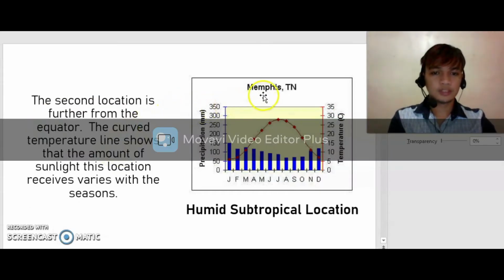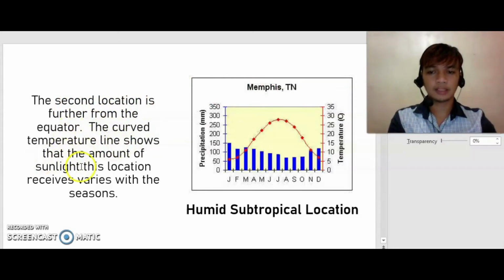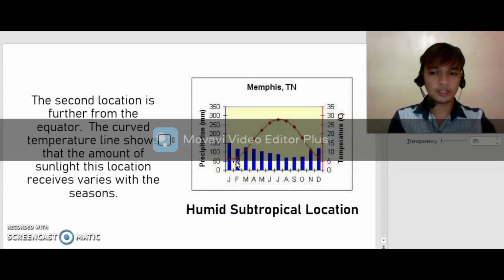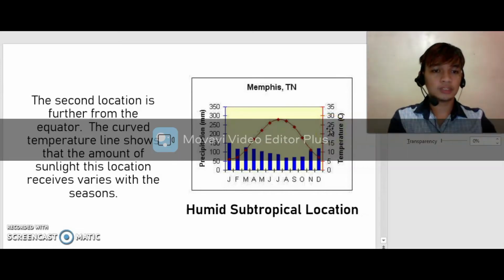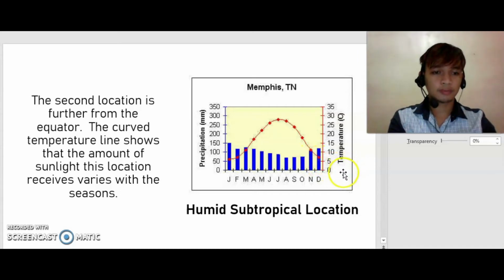Now, in this place in Memphis, Tennessee, the second location is farther from the equator. The curved temperature line shows that the amount of sunlight this location receives varies with the seasons. So as you can notice, in January it is about 4 degrees Celsius, near the freezing point. So it's very cold here. And then in the months of June to September, that's the peak. They can experience about 25 to 30 degrees Celsius. So this is I think their summertime. So when November, December comes, it's getting colder in preparation for the winter season.